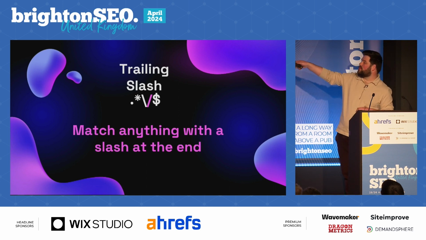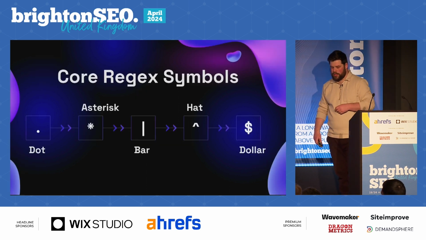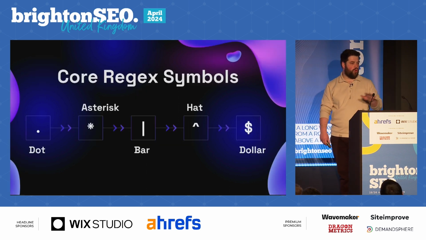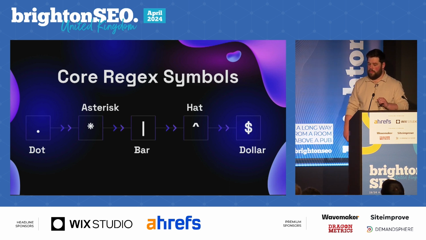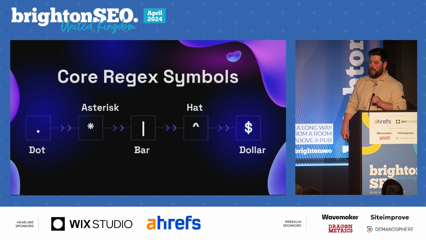So we say, give me some stuff at the beginning, and then a slash at the end. So that's what the $ sign means there. We now have these 5 symbols. These are our core regex symbols. They are pretty much 90% of the things that I use every single day, and you can do most of the kinds of things that you'll want to do in your work with just these 5.